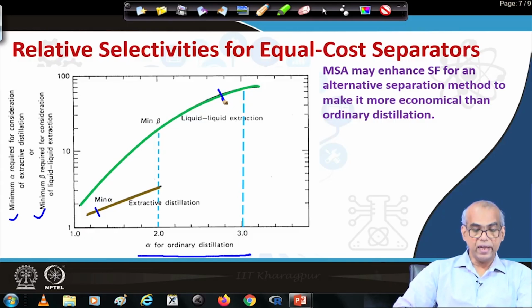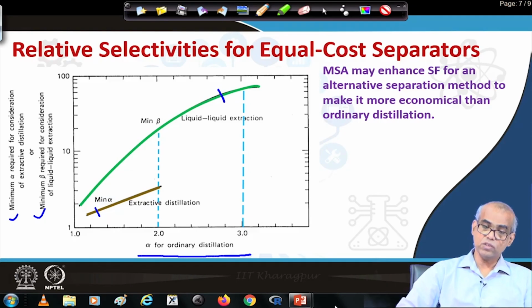This plot will guide us to consider whether extractive distillation or liquid extraction will be more attractive, or when it will be more attractive compared to ordinary distillation process. So, when we can perform a particular separation using ordinary distillation, extractive distillation as well as liquid extraction, such a plot will be helpful to figure out what should be the chosen process.